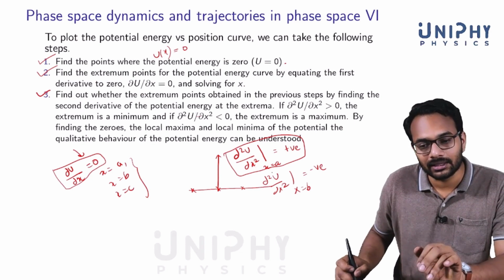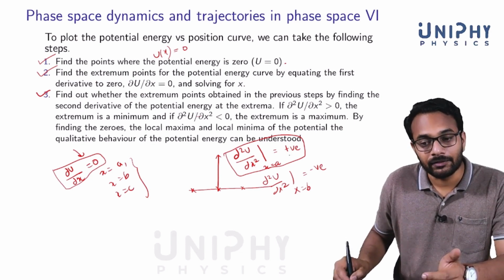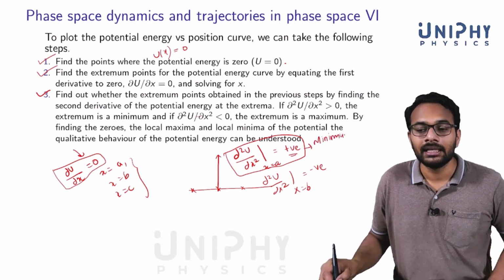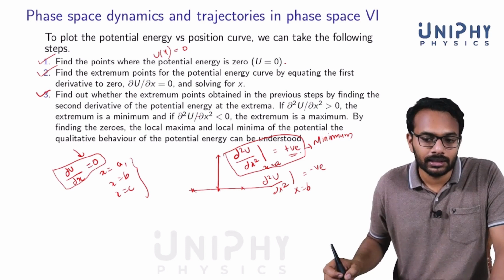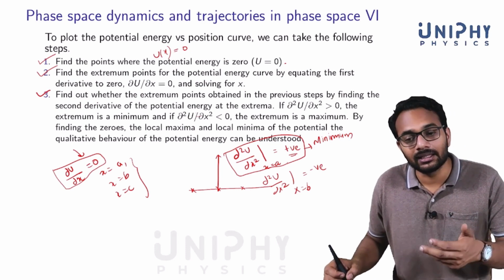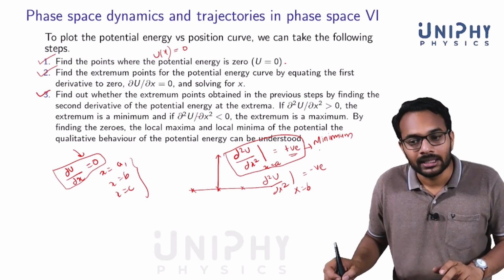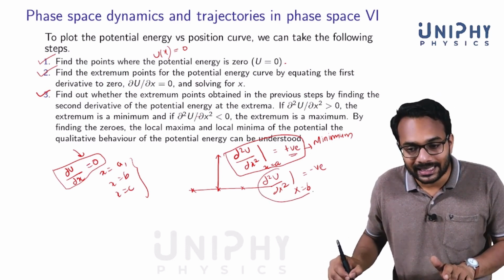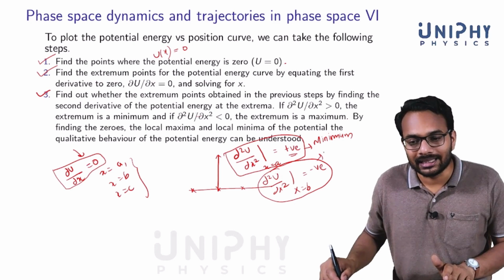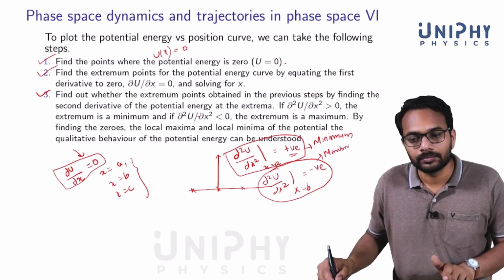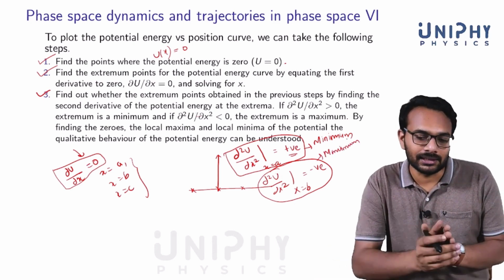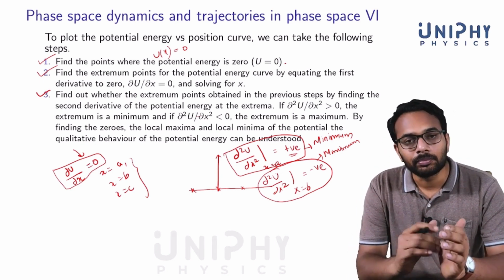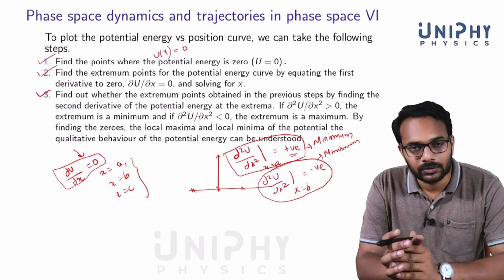You find the second derivative and put x equal to a. If the second derivative is positive at an extremum point, then that extremum is a minimum. If the second derivative is negative at an extremum point, then that extremum is a maximum. This information will usually be sufficient to plot the potential energy curve in a qualitative manner.